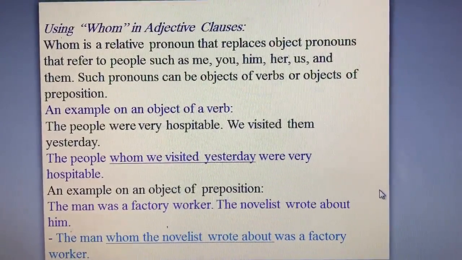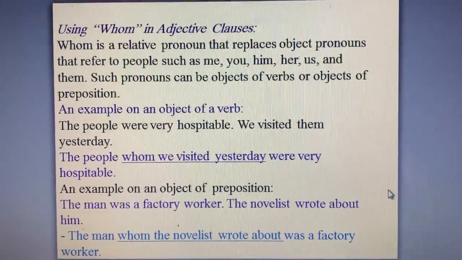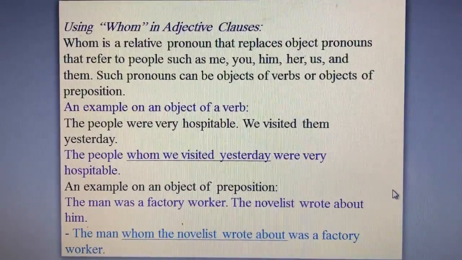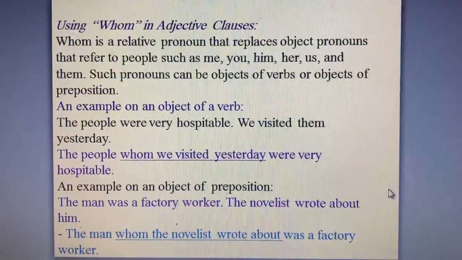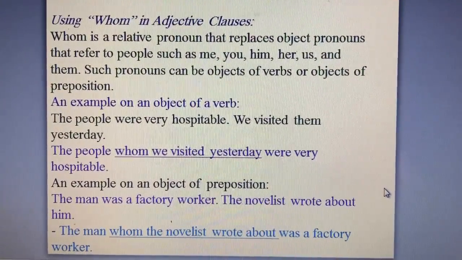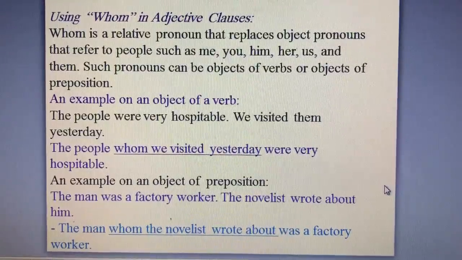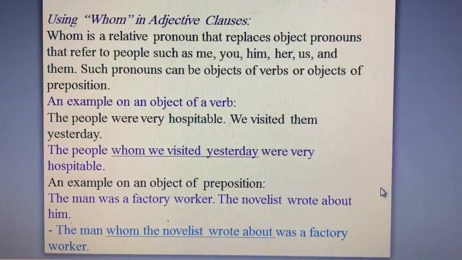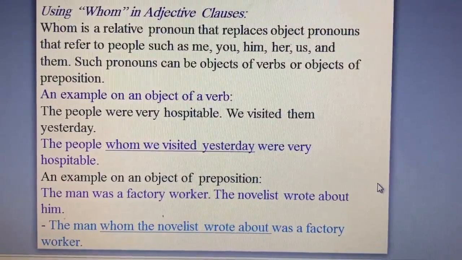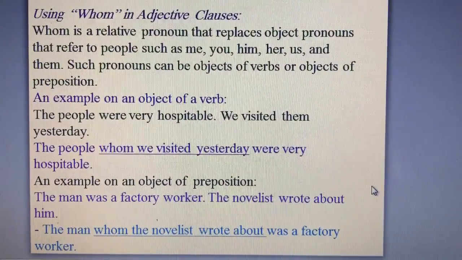An example of an object of a preposition. The man was a factory worker. The novelist wrote about him. Here also we have two independent clauses. The man in the first clause is the noun that is modified. In the second clause we have an object of a preposition, him, that refers to the noun man. It should be omitted from the adjective clause and replaced by whom.